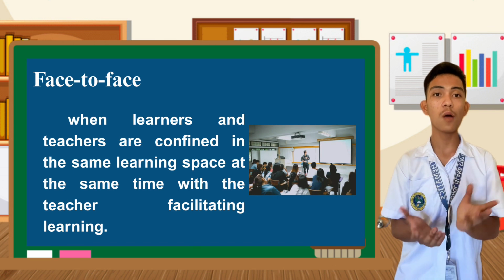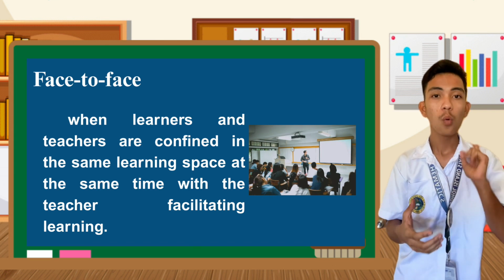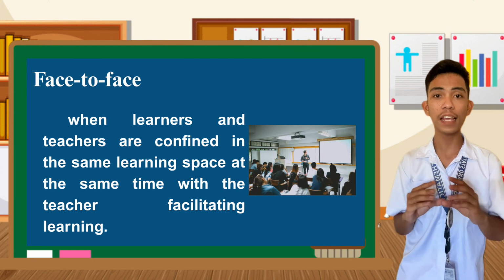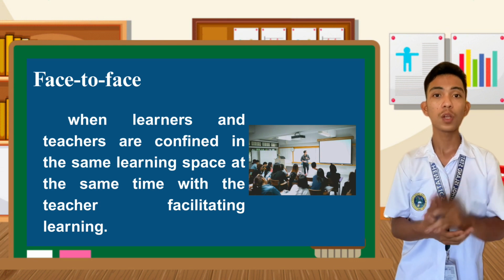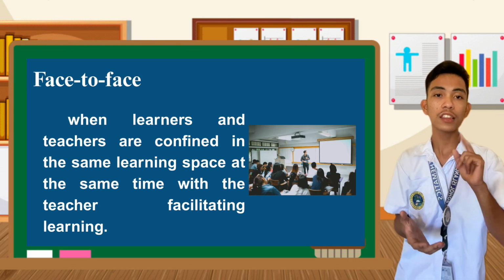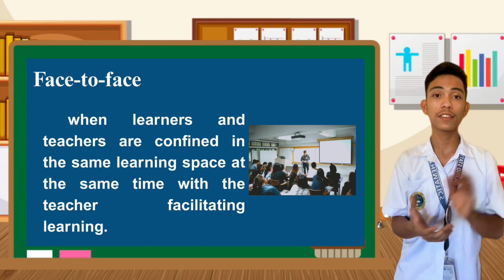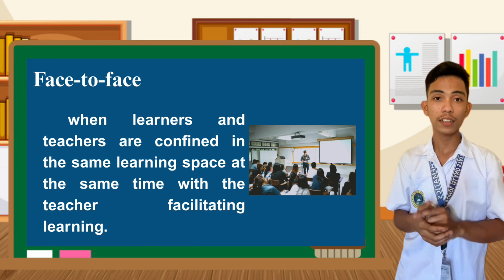An example of this is what we usually do when teachers and learners are in the same space, or in the classroom, where the teachers and students have interaction personally at the same time and in the same scenario. And the second one, can you guess?